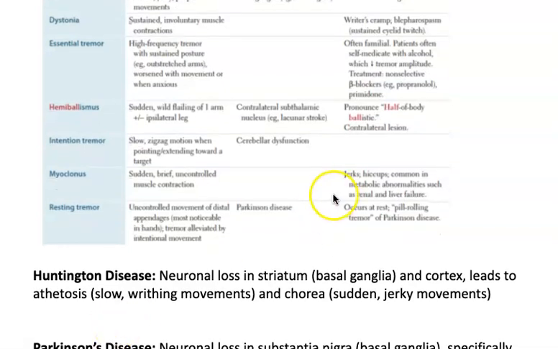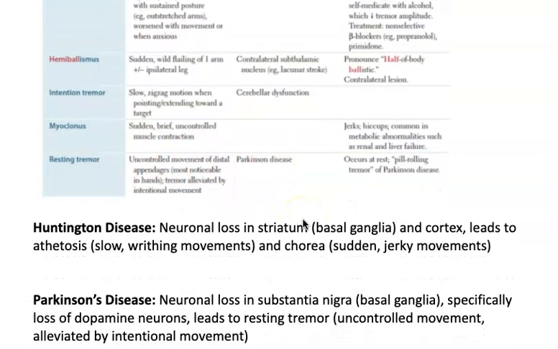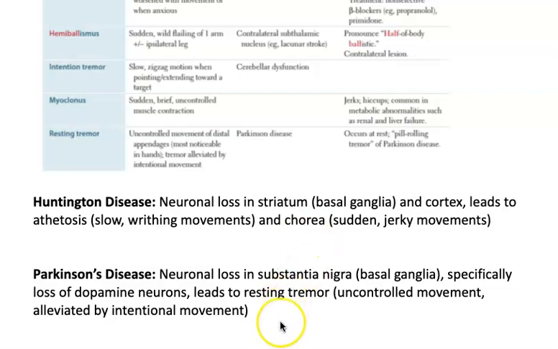The other known genetic disorder is Parkinson's disease, and that is going to lead to that resting tremor or uncontrolled movement of distal appendages, so arms and legs, but most noticeably in the hands. But when individuals move with intention, the tremor goes away. So it's just that resting tremor. When the neural circuitry is not active with intention, then the tremor comes back.